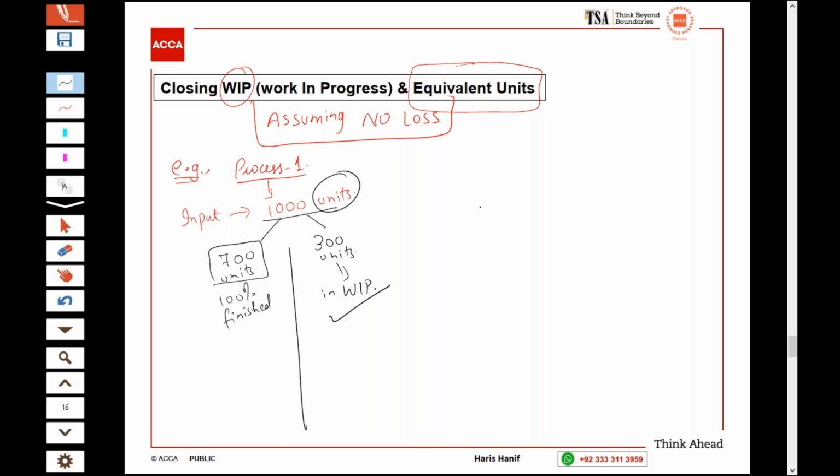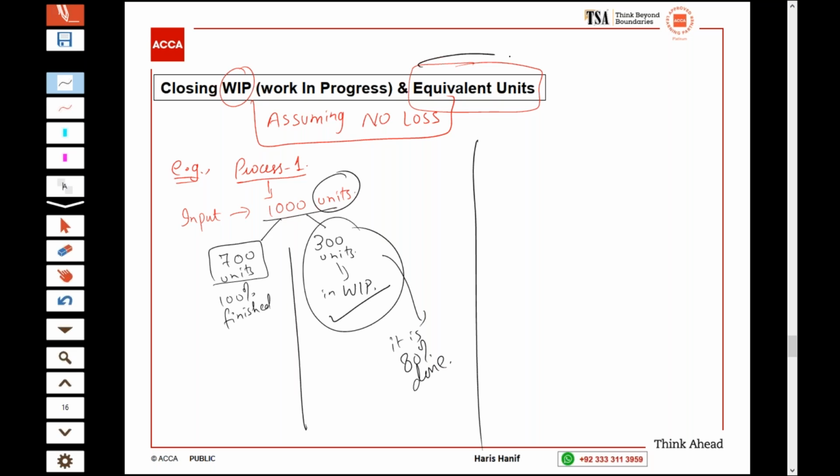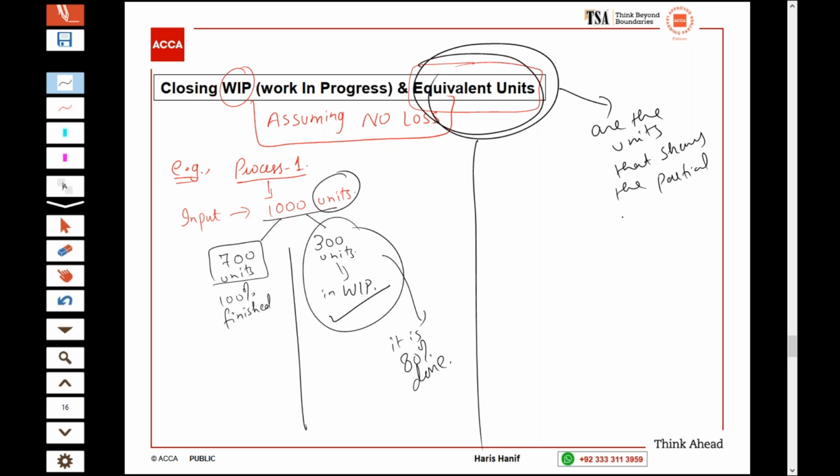And when I asked that person what the status is, they told me, sir, it is 80% done, and 20% will be done in the next month, in the next process, for example. So see, equivalent units are the units that show the partial, incomplete work, or you can say the work which is completed to date.